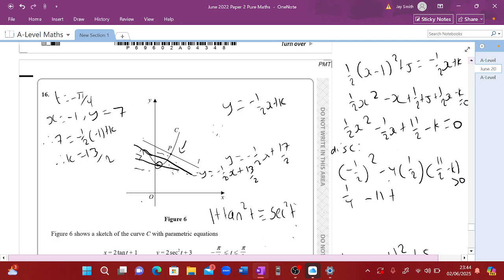Add 2k equals 0. Therefore k, if I solve that, that's going to be a quarter minus 11, 2k divided by 2, 43 over 8. So that's your solution when you solve for k.